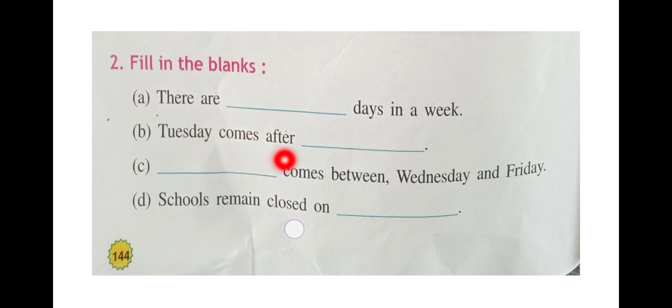Tuesday comes after dash. Before Tuesday, which day is that? It will be Tuesday comes after Monday. So you will write here Monday, not Wednesday. Dash comes between Wednesday and Friday. Which day comes between Wednesday and Friday? You just say Monday, Tuesday, Wednesday, then what? Thursday, isn't it? Then Friday. So between Wednesday and Friday, it is Thursday. So you can write Thursday here, alright?